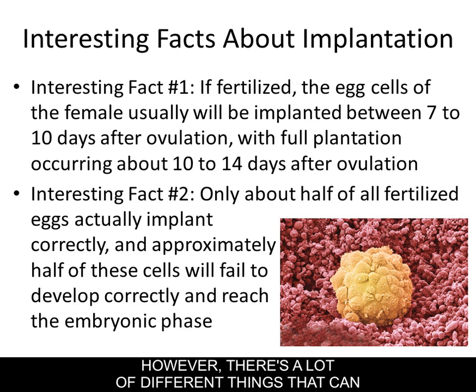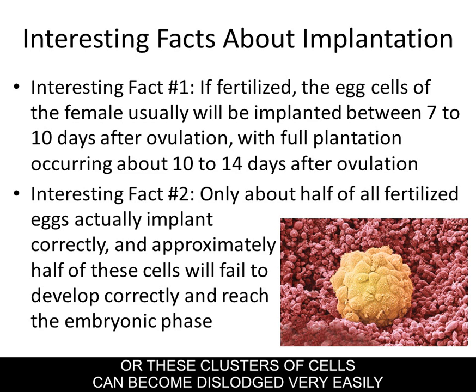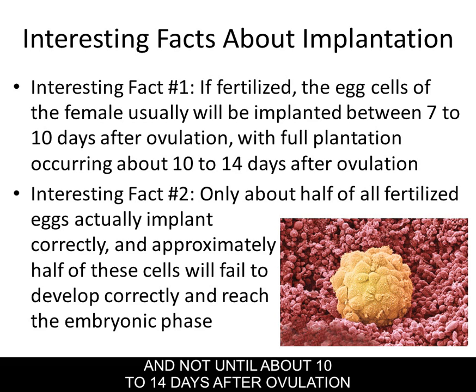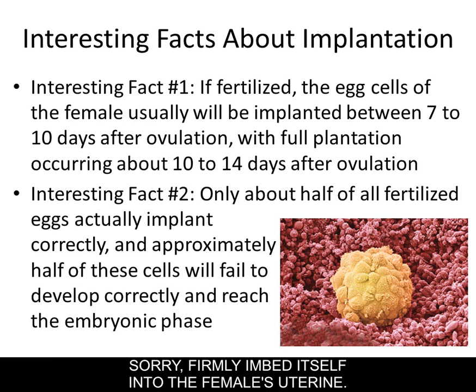However, there's a lot of different things that can occur along the way, so that cell can actually become dislodged, or those collections of cells can become dislodged very easily. And not until about 10 to 14 days after ovulation does that cell, or the collection of cells, firmly embed itself into the female's uterine.